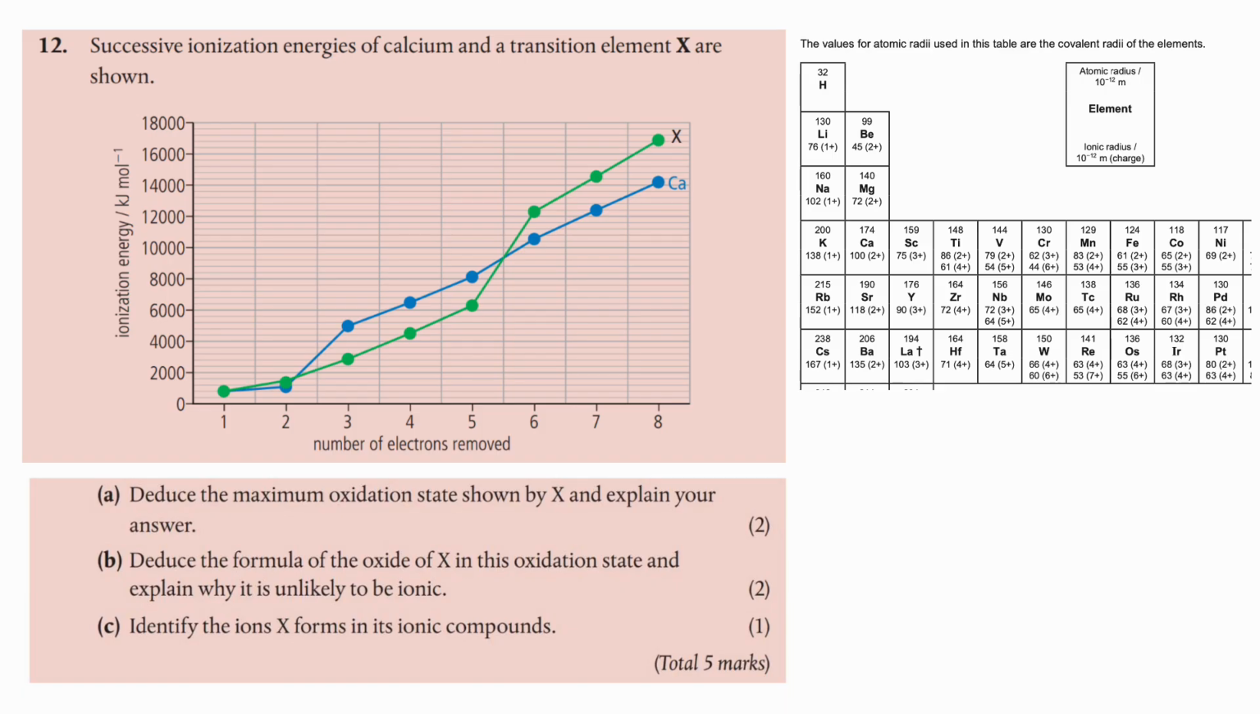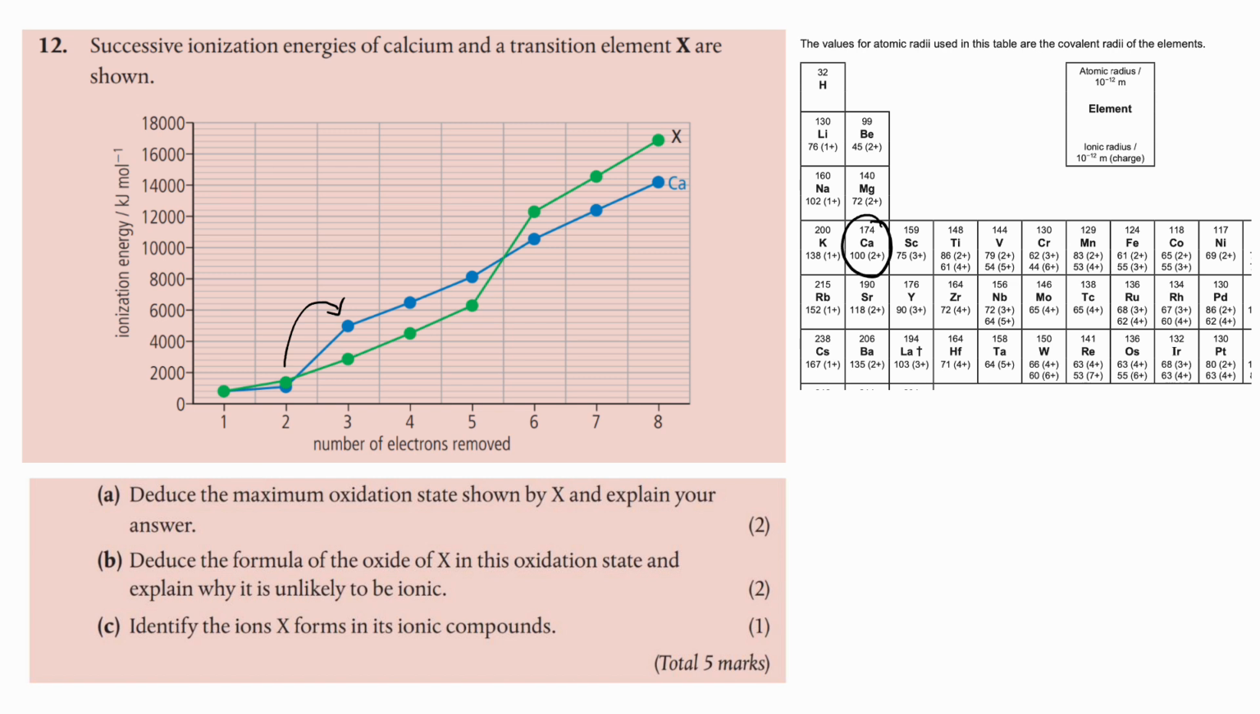All right, the last question in structure 2.1 is number 12. It says successive ionization energies of calcium and a transition element X are shown. You see the blue is your calcium and the green is your transition element. For calcium, you can see that there is a large jump going from the second to the third ionization energy, which should make sense because calcium has 2 valence electrons. Once it gives those up, it goes to the full third energy level, which requires more energy to remove an electron.